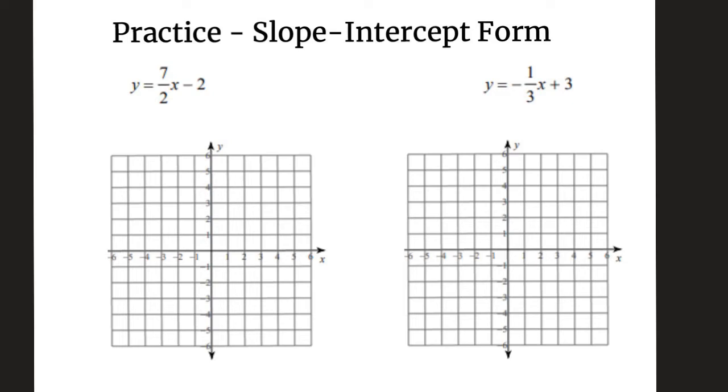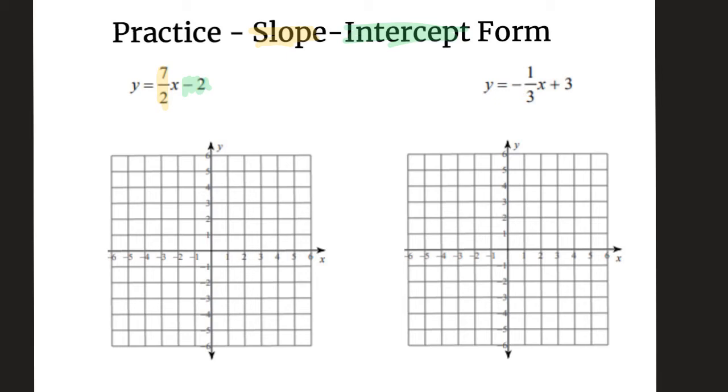So the reason why this is called slope-intercept form is because we can easily tell from any equation that's in this form what the slope of the line is, and you can easily tell what the y-intercept is. Now, the slope is the coefficient that is attached to our x variable, and our y-intercept is that constant all the way to the right-hand side.